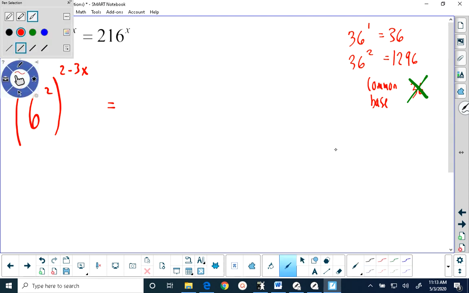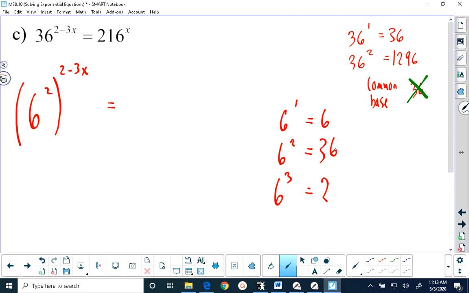So we're going to try a power of 6 now. 6 to the 1 is 6, 6 to the 2 is 36, 6 to the 3, and if you check it out on your calculator, 6 raised to the 3 is in fact 216, which means we can write the right-hand side as 6 cubed raised to the x.